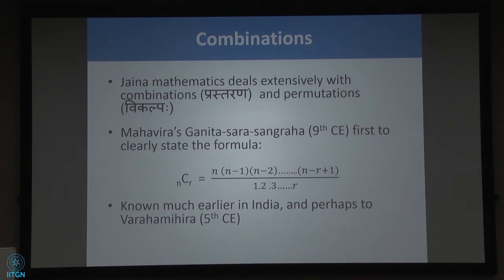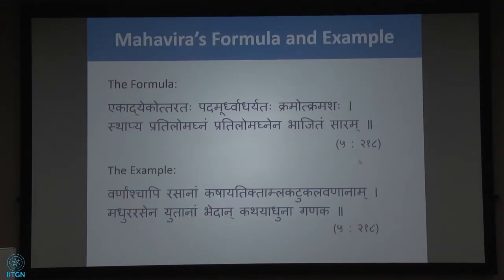This is something that has been dealt with extensively by Jaina mathematicians, and I think I'm running short on time. So I'm just going to quickly state this very common result that we have all learned in school: nCr equals n factorial over (n minus r) factorial times r factorial. It has been pretty much stated in that form by Mahavira in his Ganita Sara Sangraha of the 9th century, although it was known much earlier as well, but he's the first one to state it clearly that way.